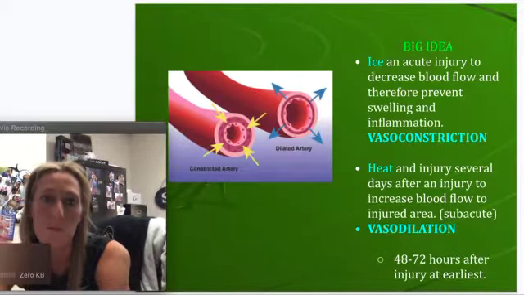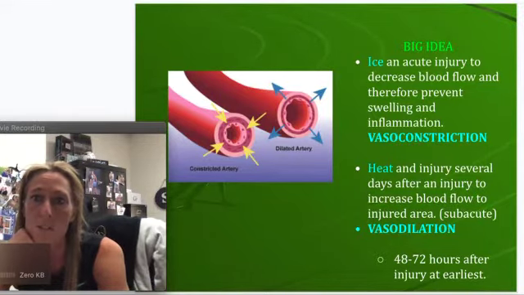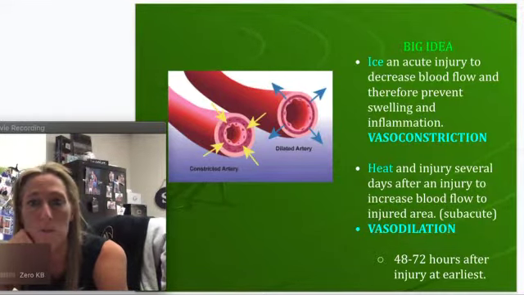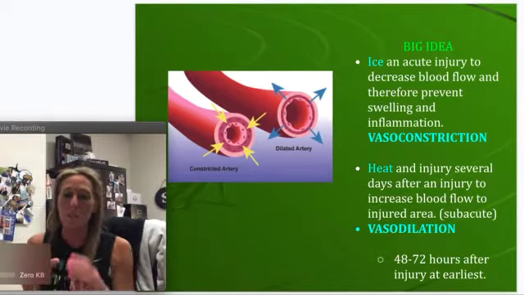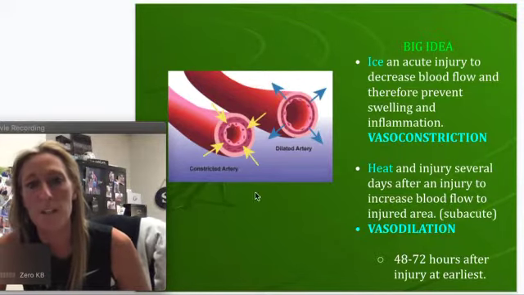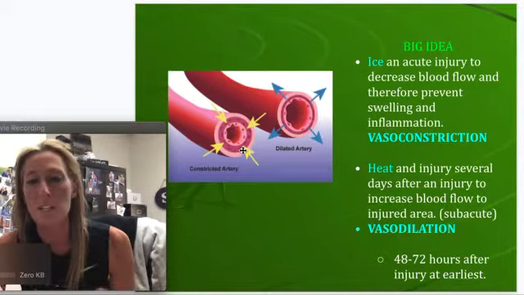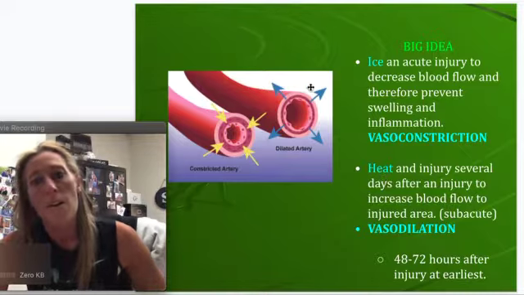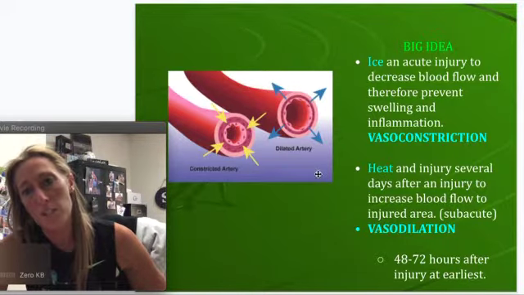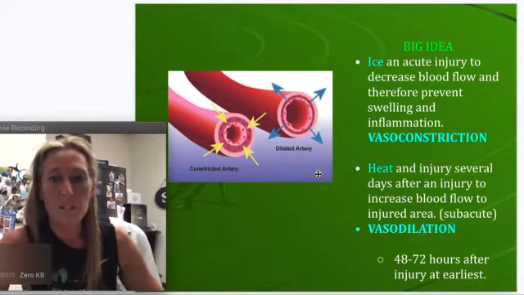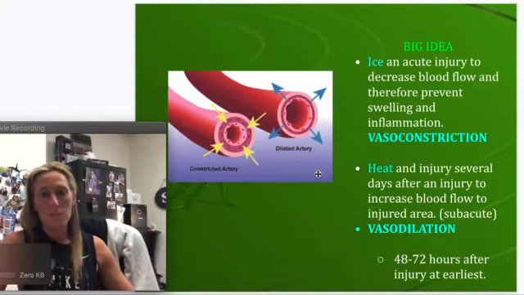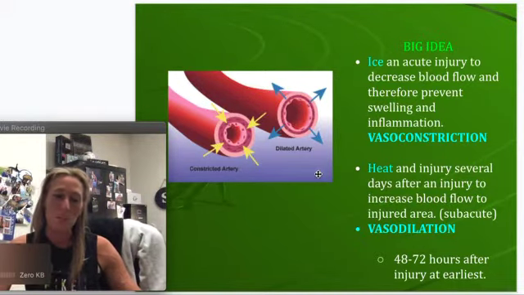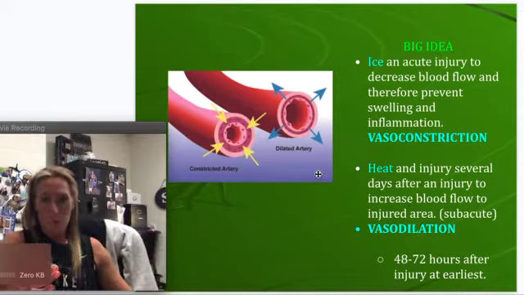Big idea from the first few slides: ice in acute injury to decrease blood flow and therefore prevent swelling and inflammation. This is going to be vasoconstriction. You can see right here the vasoconstriction. The blood vessels are constricting and pushing the blood away from that area, so it's not pooling and causing stiffness and swelling. At the latter stages, after our first 48 to 72 hours, we may use heat for vasodilation. We're going to bring oxygenated blood to that area to help promote healing.